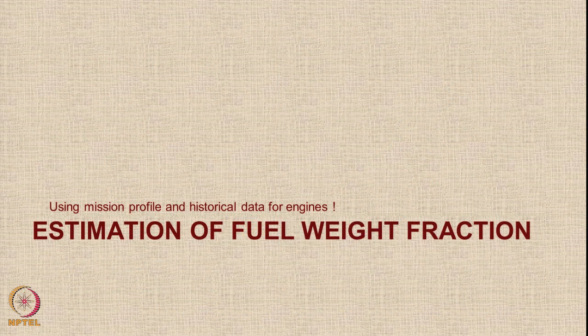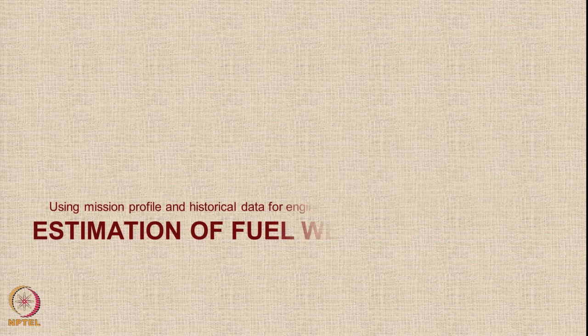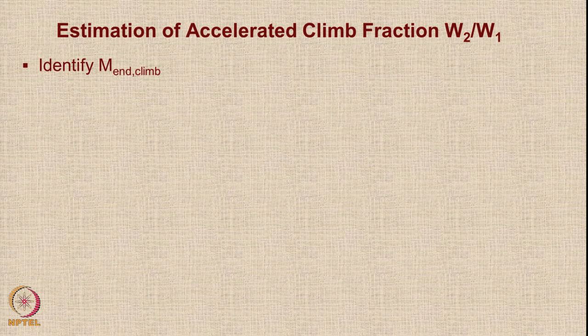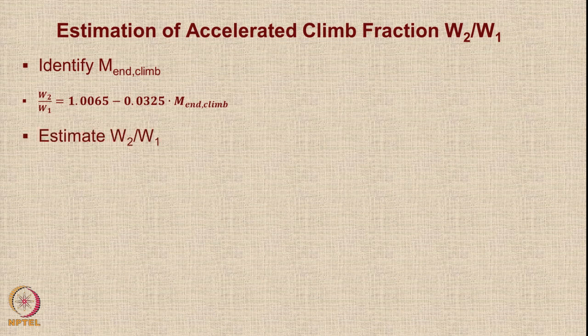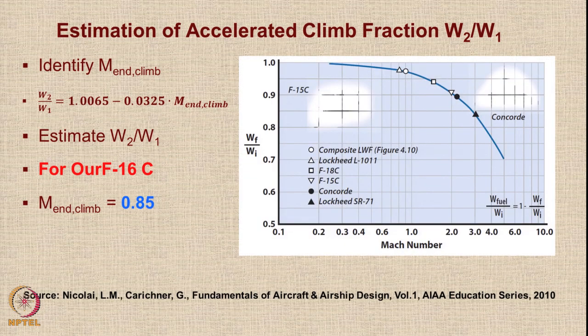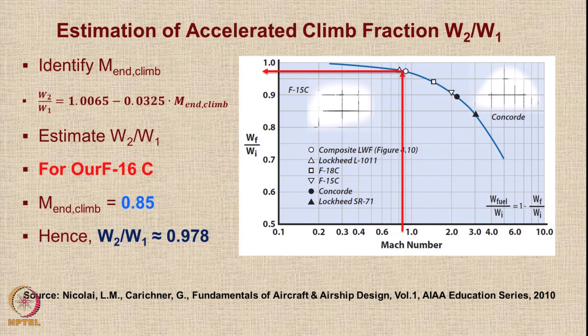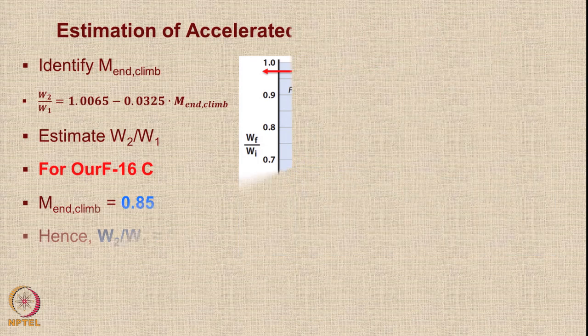Let us now estimate the fuel weight fraction using mission profile and historical data for the engines. For the accelerated climb, which is the first one, you identify the Mach number at the end of the climb and then use the expression given by Raymer in his textbook to calculate the weight ratio. For our F-16 aircraft, the climb Mach number has been given as 0.85 because that is the beginning of the cruise. So, in this particular chart taken from the textbook by Nicolai and Carichner, you start with the end Mach number of 0.85, go to the line and get the value of the weight ratio for climb. This number turns out to be 0.978.